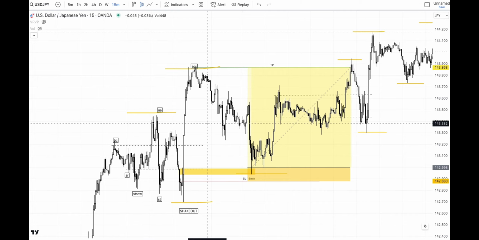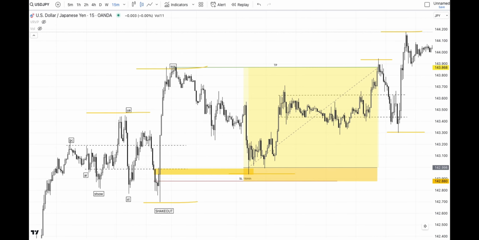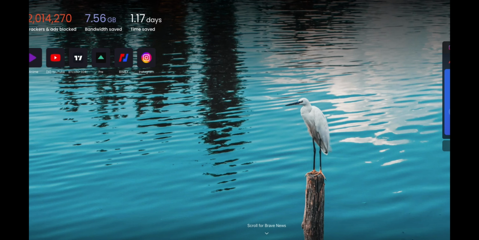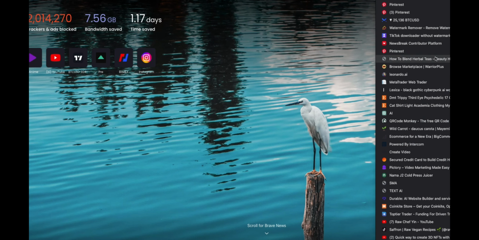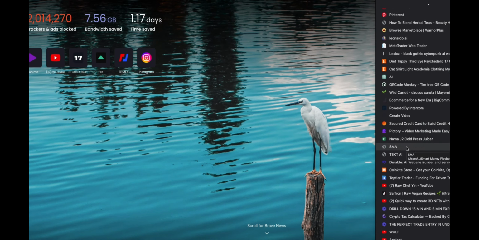And so this pattern right here, the cool thing about this pattern is that this actually comes from a textbook pattern and from the Wyckoff methodology. It's called reaccumulation, and it looks like this. I'm actually going to show you guys.